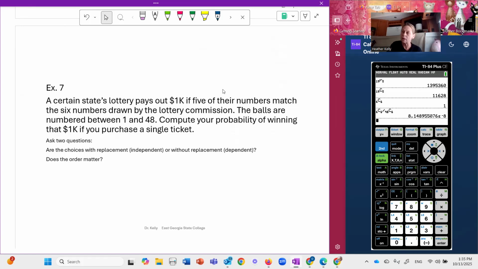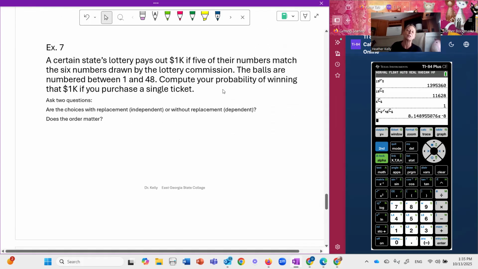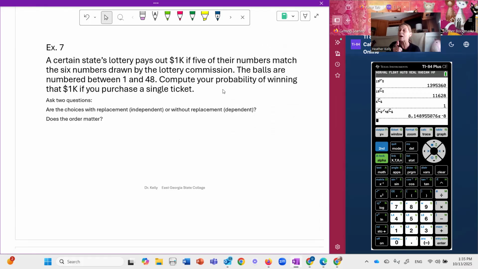You might think, Dr. Kelly, this is the same question. This is not the same question. It says a certain state's lottery pays out $1,000 if 5 of their numbers match the 6 numbers drawn by the Lottery Commission. If they get 5 out of the 6 numbers, you get $1,000. That's all this is. The question's different, so we still need all of these things.